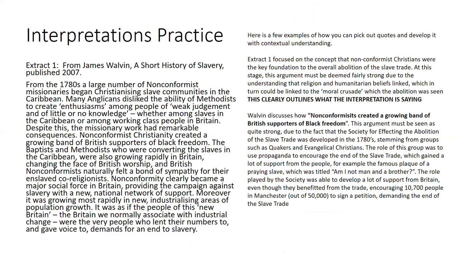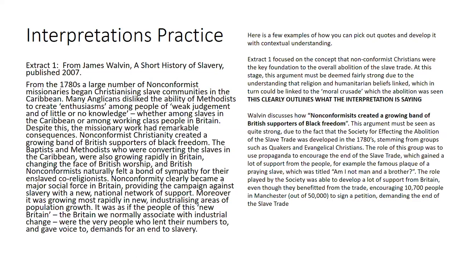So what I've done is I've also written a little section. Okay. Extract 1 focused on the concept that non-conformist Christians were the key foundation to the overall abolition of the slave trade. At this stage, the argument must be deemed fairly strong due to the understanding that religion and humanitarian beliefs linked, which in turn could link to the moral crusade which the abolition was seen as. I said what the interpretation is saying. If I want to make that stronger, I might put a quote in there.